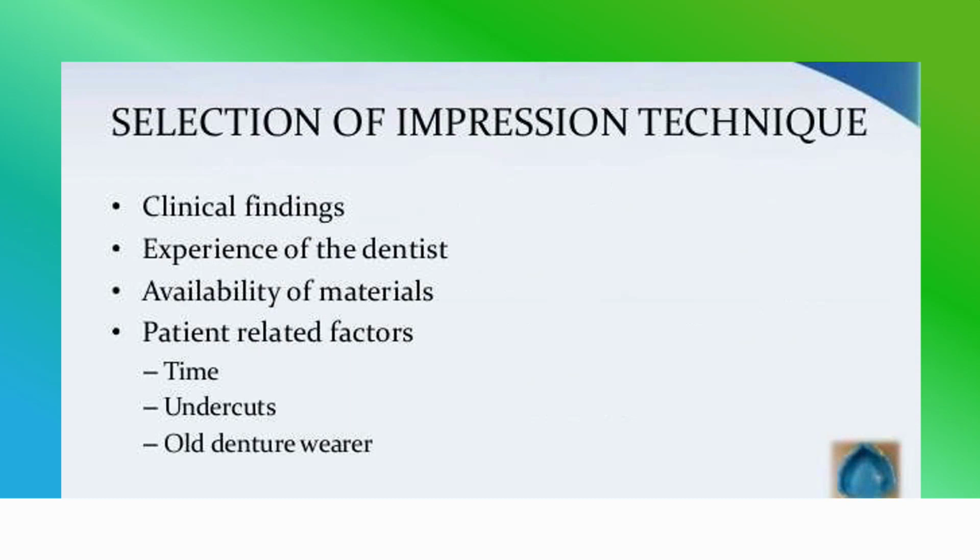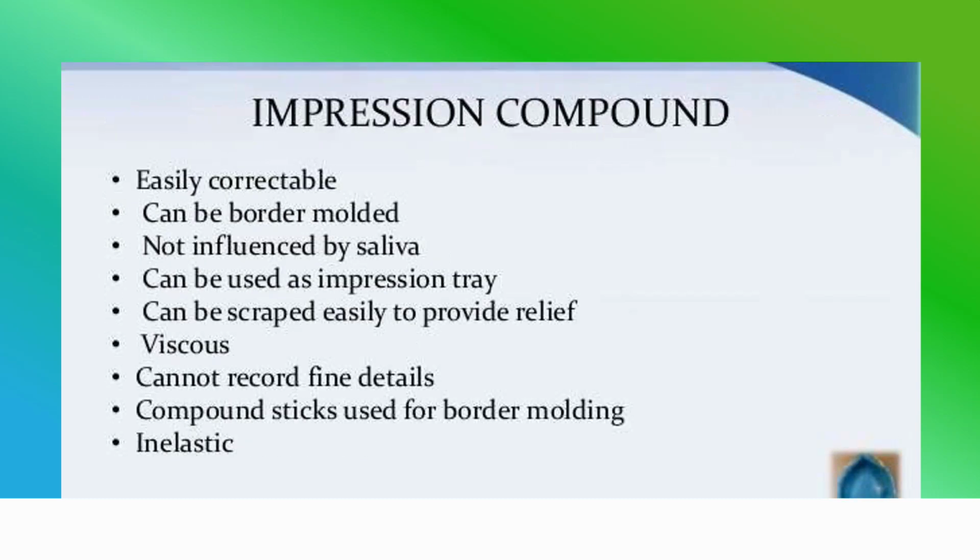Now, the selection of impression technique is based on the clinical findings, the experience of the dentist, the availability of materials, and patient related factors such as the existence of undercuts, because materials like plaster or ZOE impression paste cannot be used if there are undercuts, since they are rigid materials and chip off. Instead you can use elastomers, which are elastic materials and do not chip or break while removing the impression from the undercuts. Also identify whether the patient is an old denture wearer.